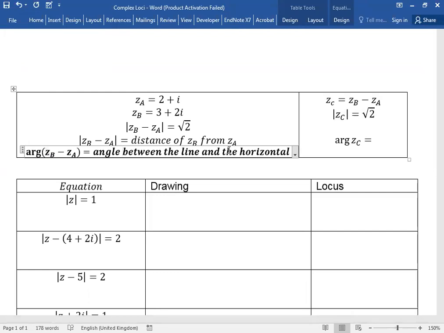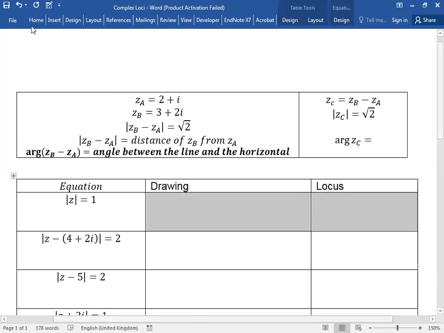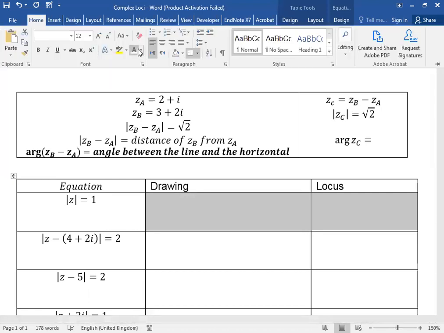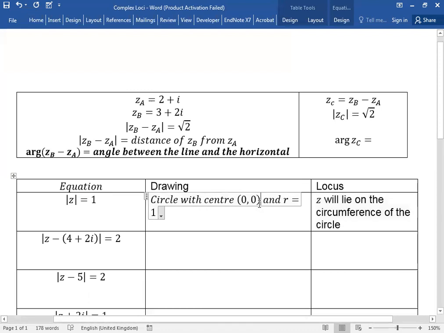Now let's try to put it into perspective. If I ask you mod of Z is equal to 1, again, what am I trying to say? Z minus 0. In other words, the distance of Z from the origin is 1. Now, how will you show it on an Argand diagram? What will you draw and what is the locus? Locus is the possible location. So what is the drawing that you will be making? You will say, sir, let's make a circle with center 0, 0 and radius 1.